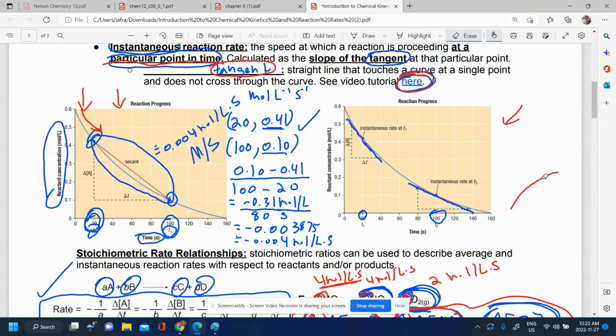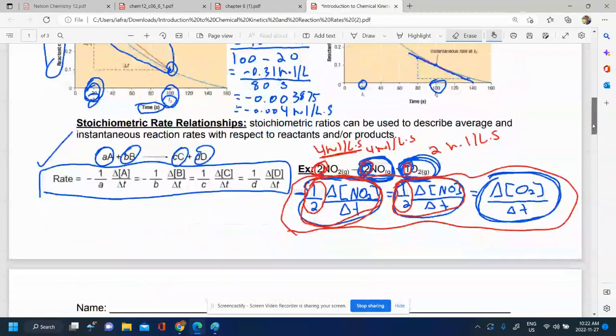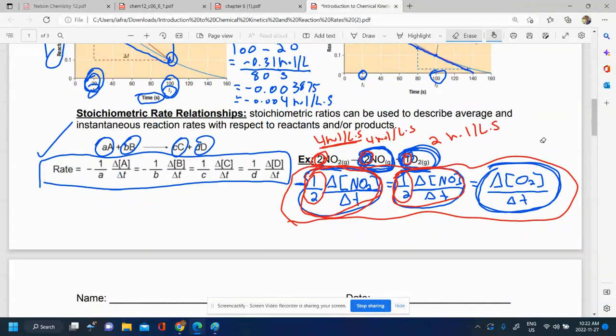And then lastly, we just saw that you could use stoichiometric relationships to compare rates within a reaction by looking at those molar coefficients that we've seen so many times before. So now we're going to apply that knowledge in a series of practice problems.